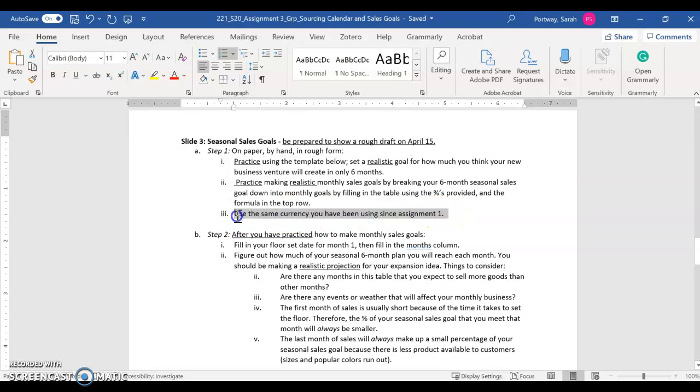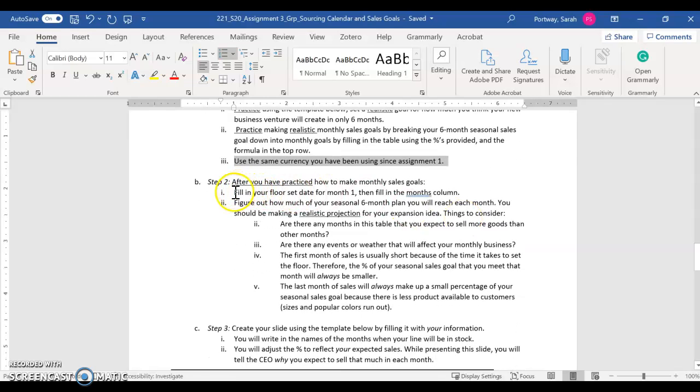You should be using the same currency that you've been using since assignment 1. So if you're selling your stuff in a country that does not use US dollars, aka every country that is not the USA, so none of you are using US dollars, you should be sticking to that currency. So you might have to do a little bit of conversion work, but you should be presenting in the same currency throughout this entire semester.